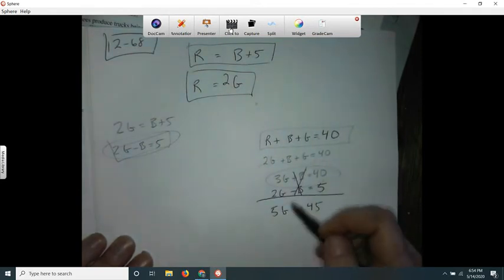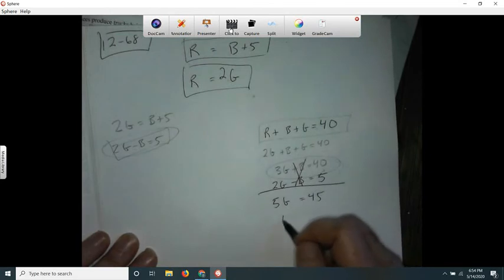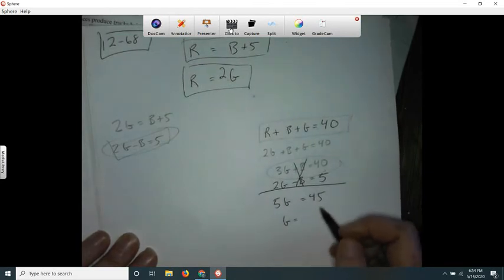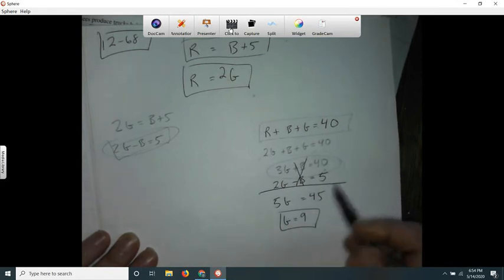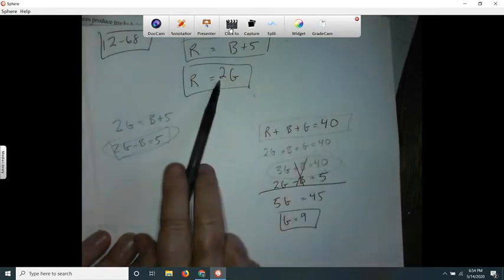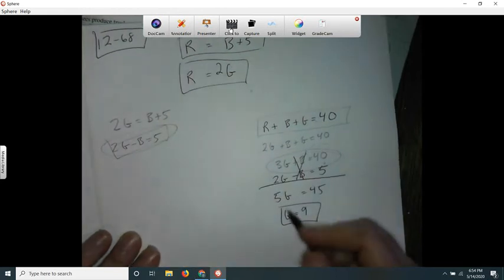And I know 5 times 9 is 45. So I know g equals 9. So now I know how many green marbles there are. And so if there's 9 green marbles, 2 times 9, there must be 18 red marbles.